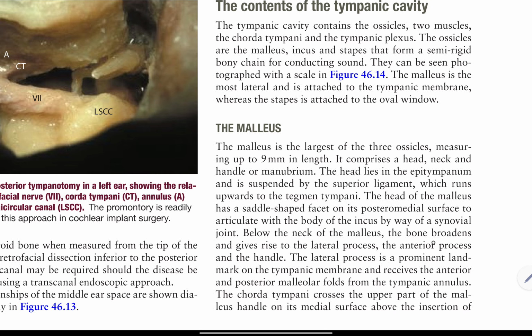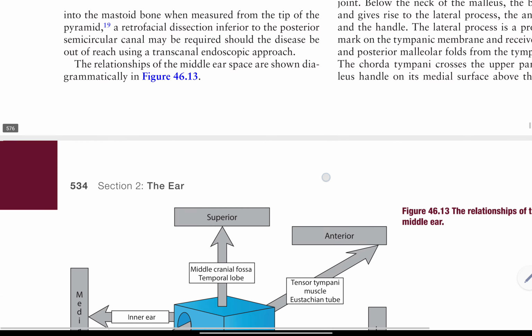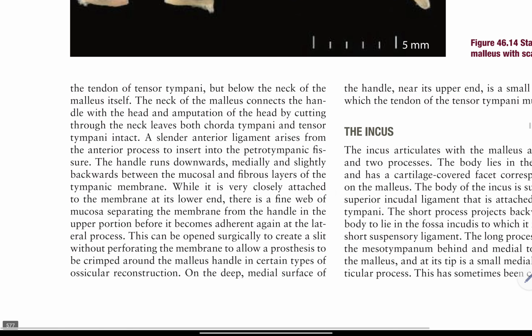Below the neck of the malleus, the bone broadens and gives rise to the lateral process, the anterior process, and the handle. The lateral process is a prominent landmark on the tympanic membrane and receives the anterior and posterior malleolar folds from the tympanic annulus. The chorda tympani crosses the upper part of the malleus handle on its medial surface, above the insertion of the tendon of tensor tympani, but below the neck of the malleus itself. The neck of the malleus connects the handle with the head, and amputation of the head by cutting through the neck leaves both the chorda tympani and tensor tympani intact.